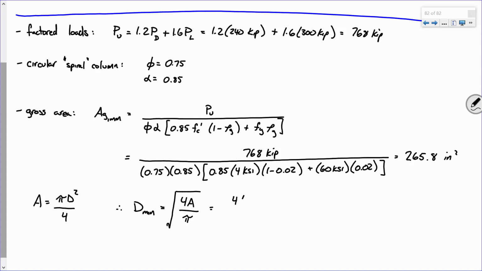So, 4 times 265.8 divided by pi, 3.14, all that jazz. What do we get? 18.396 inches. Now, I'm going to do something that might seem a little odd. Instead of rounding up, I'm going to round down. And I'm going to say, let's use an 18-inch column. Okay? There's a reason for that. Okay? So let me put that down there.